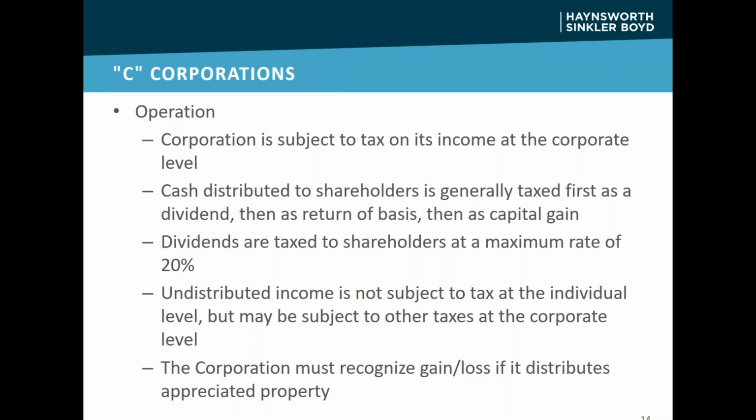If the corporation distributes depreciated property, so property other than money, the corporation itself must recognize gain or loss attributable to that property rather than passing it on to the shareholders.